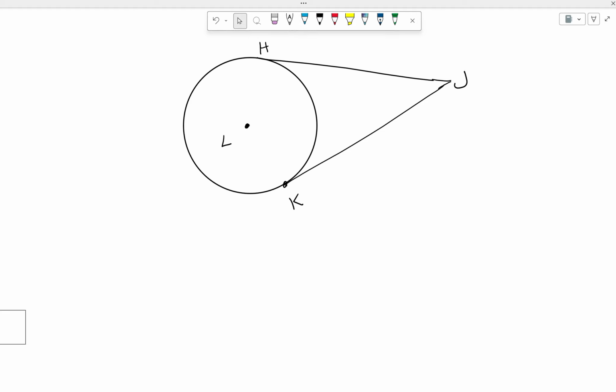JH is equal to 7x minus 23. KJ is equal to 61. And given that JH is tangent to circle L at H, and JK is tangent to circle L at K, okay, solve for X.